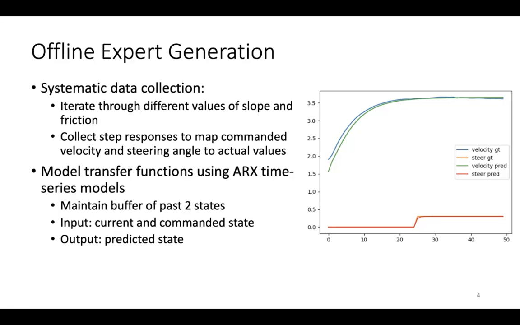For the systematic data collection, we iterate through a range of slope and friction values and collect step responses for commanded velocity and steering angle. We then use this data to fit transfer functions by using ARX time series models, one for each set of friction and slope. These ARX models maintain a buffer of the past two states and predict the next state given the current and commanded state.